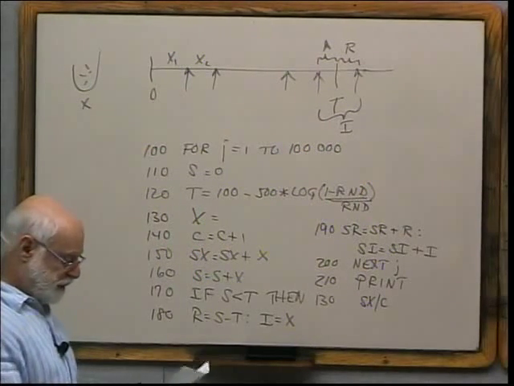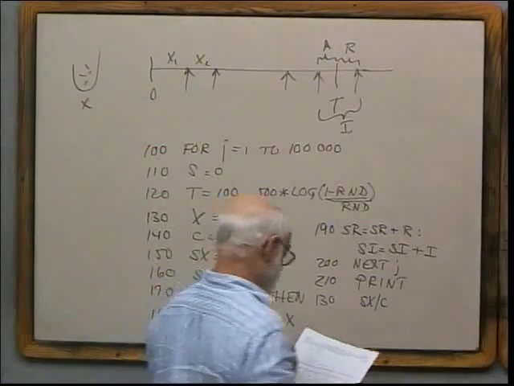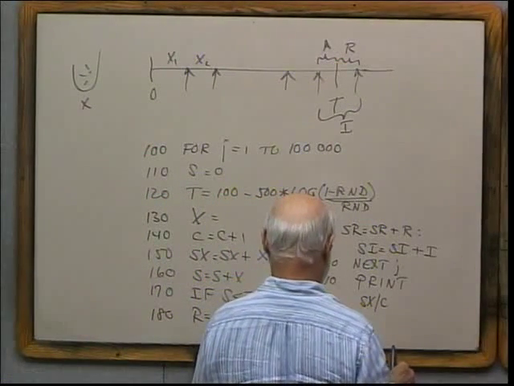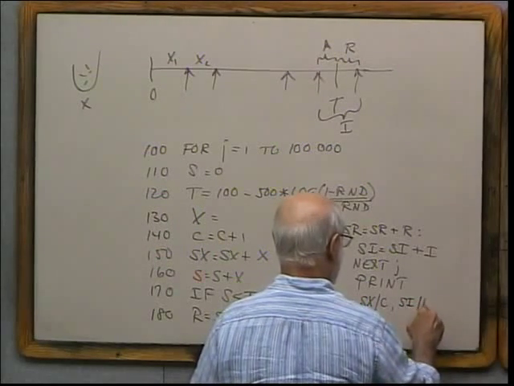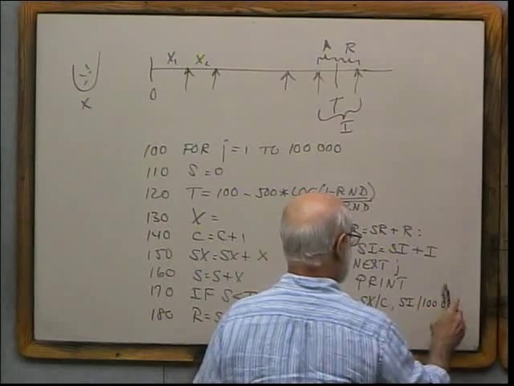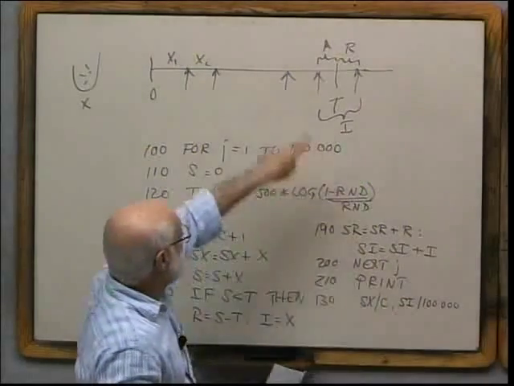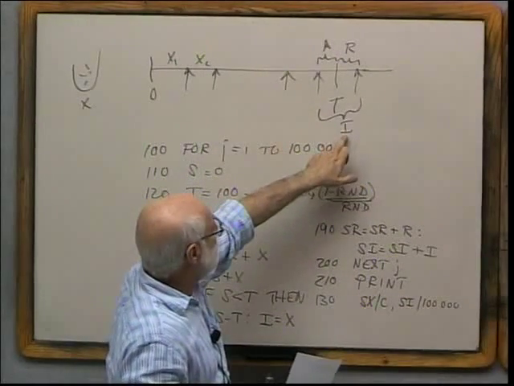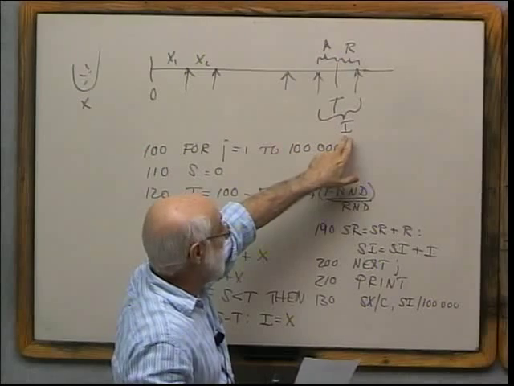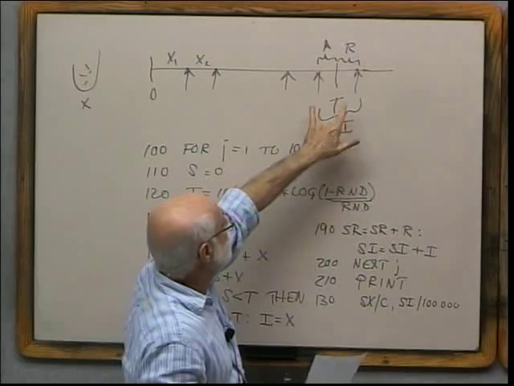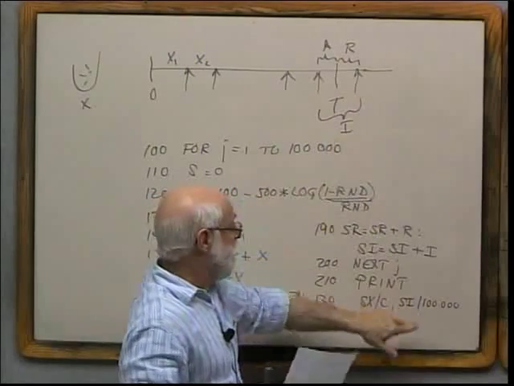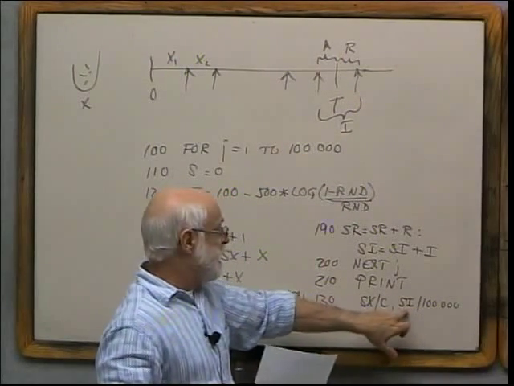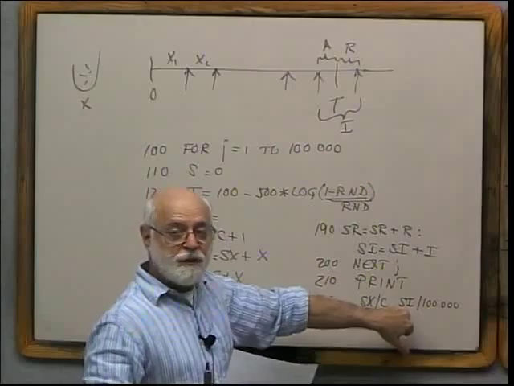Then it wants you to print Si over 100,000. So there's going to be 100,000 values of the x, which is called I now, 100,000 values of the intervals that cover your arrival point. I'm going to divide that by 100,000. So this is going to give me the average value of the x that was drawn out of the urn on the last trial.